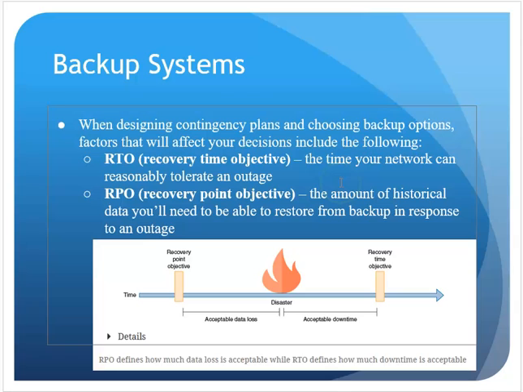And then they mention contingency planning, recovery time objective, and recovery point objective: the time your network can reasonably tolerate an outage, and the amount of historical data you'll need to be able to restore from backup in response to an outage. These would be the guidelines for what you're doing. So that's some backup material here at the end of Chapter 12.